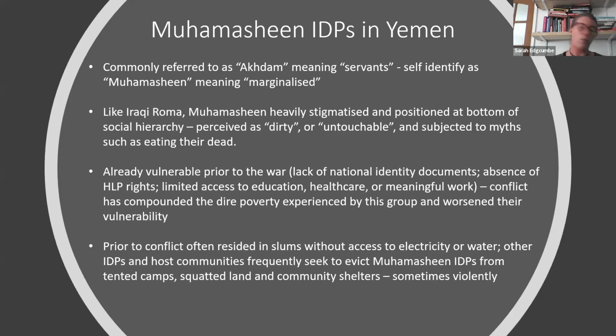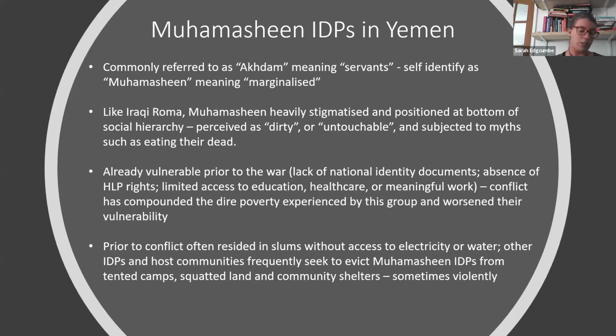The Office for the Coordination of Humanitarian Affairs, in its 2022 Humanitarian Needs Overview for Yemen, reported that makeshift sites are believed to be hosting some of the country's poorest and most vulnerable IDPs, and that Mahamasheen are believed to be living in approximately 41% of these sites.